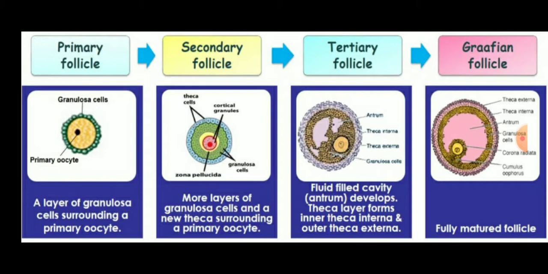In the third stage it is called the tertiary follicle, which has a fluid-filled cavity. You can see the cavity, which is called the antrum, and the theca develops into layers. The inner layer is the theca interna and the outer is the theca externa. There are 2 types of theca present in the tertiary follicle. So children, the last stage is the mature Graafian follicle, the fully mature follicle.